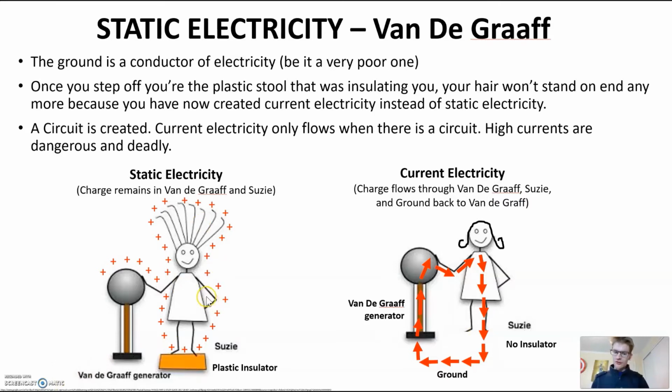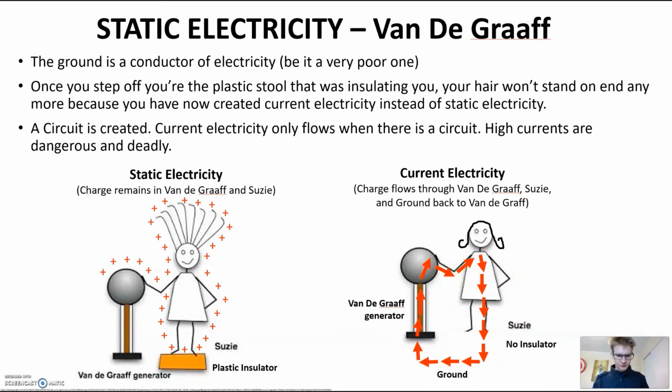The main thing to note is that if charge has remained in one place, it's static, and that's when we see hair stand on end and other things like that happen. The charge is trying to get out of there. But if we take out the insulator, we start getting a current, and so we won't see people's hair stand on end.